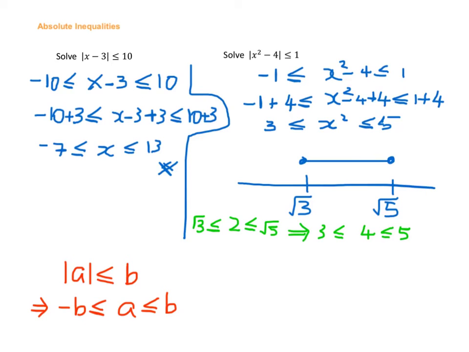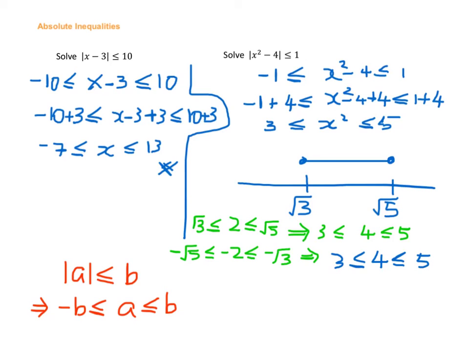But there's another scenario also, and that scenario is that negative 2 lies between negative square root of 5 and negative square root of 3. If you square this, you have again 4, which is again between 3 and 5.